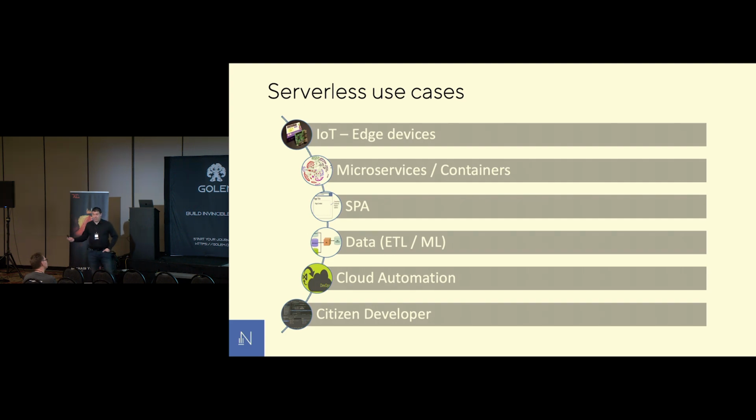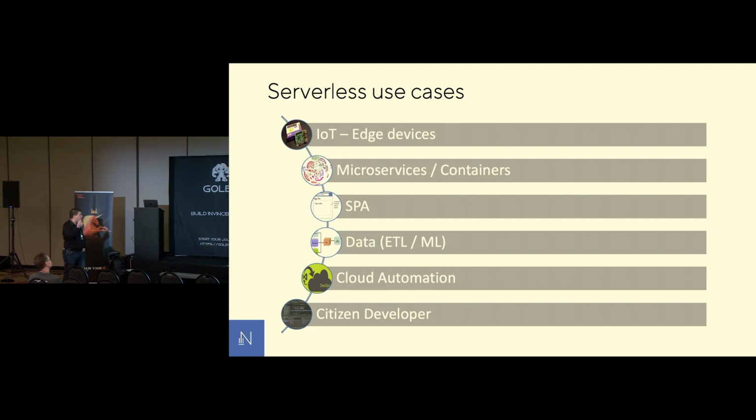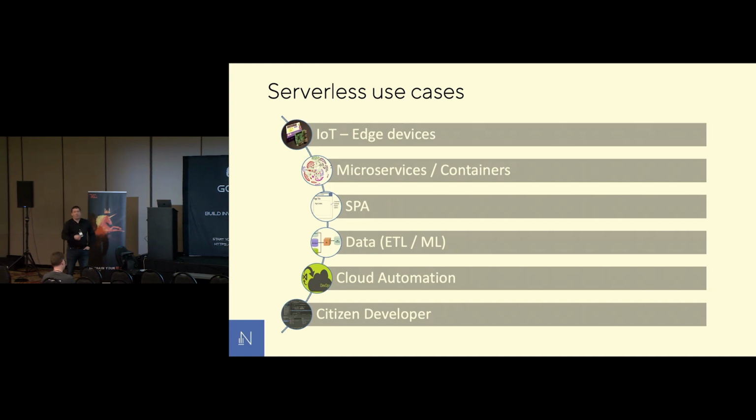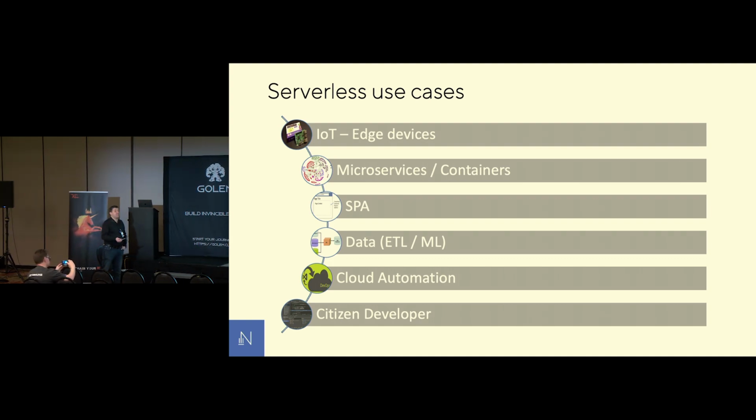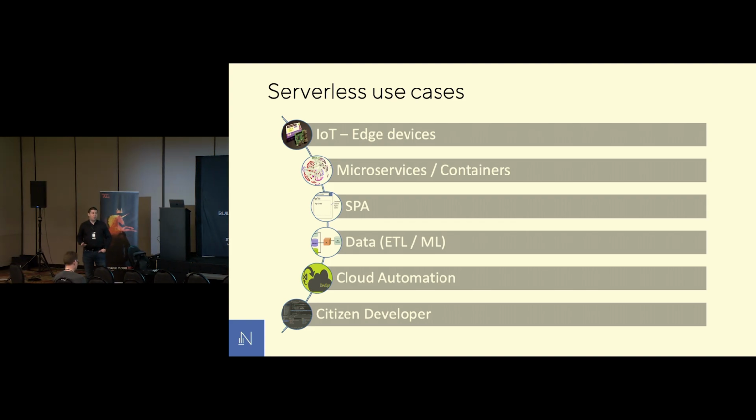There are many other use cases. Like IoT, that's a typical one. Obviously, we talked about microservices. A single-page application can leverage the backend done in serverless. Cloud automation, citizen developer. Maybe you didn't think about it, but there are many low-code, no-code platforms out there nowadays. And what's the best way to build a backend for them? Might be serverless. Might be the easiest thing.